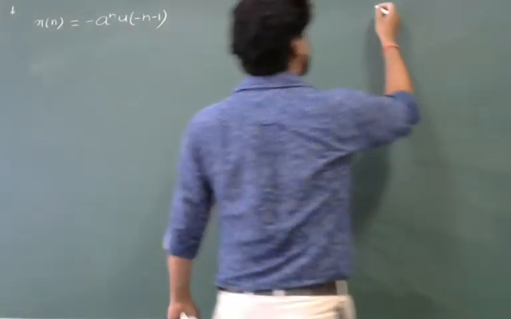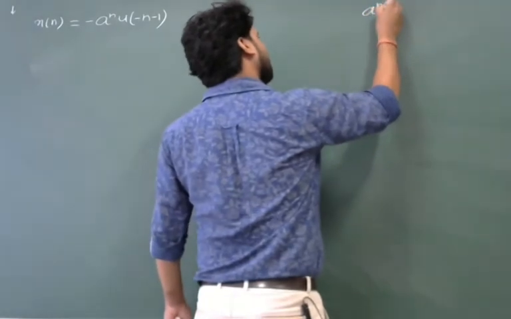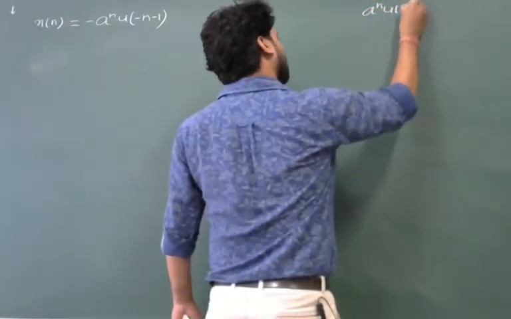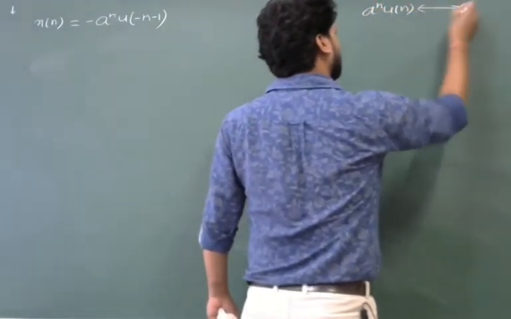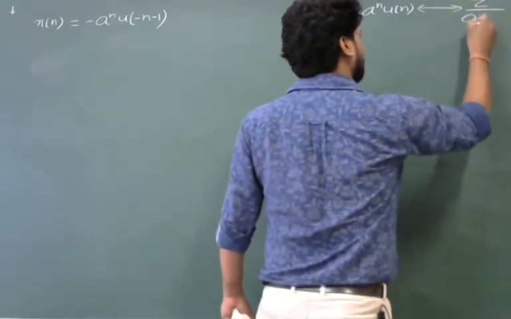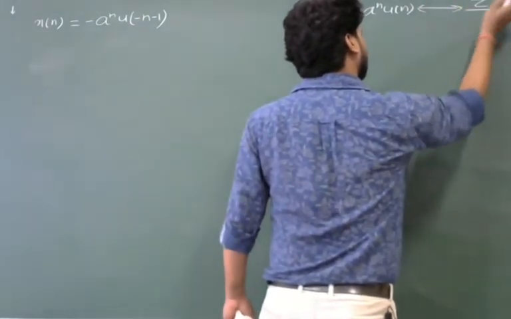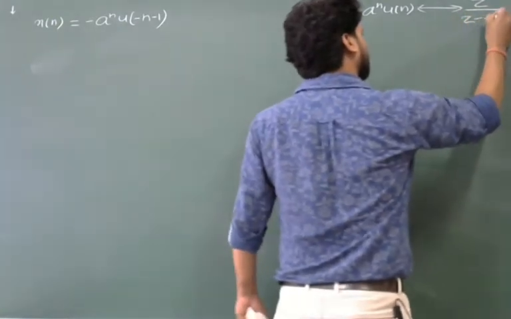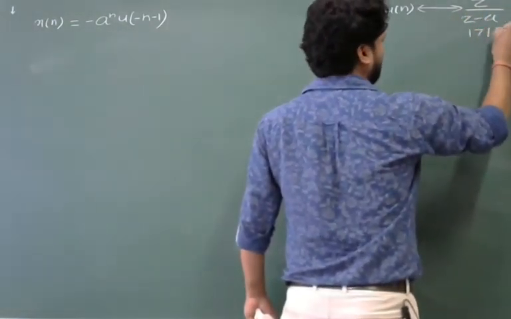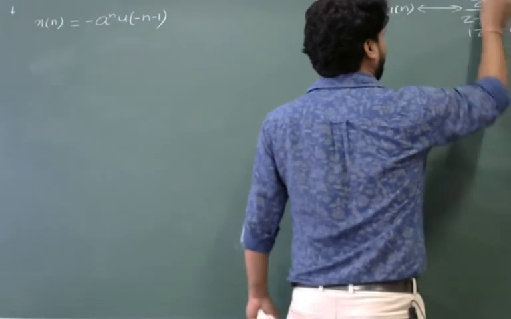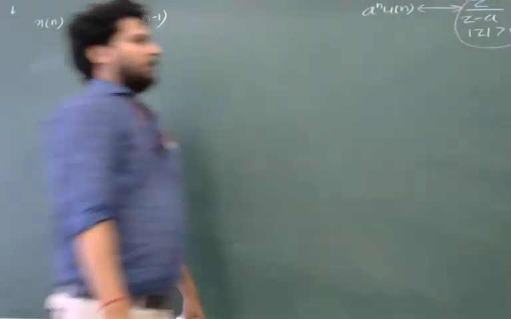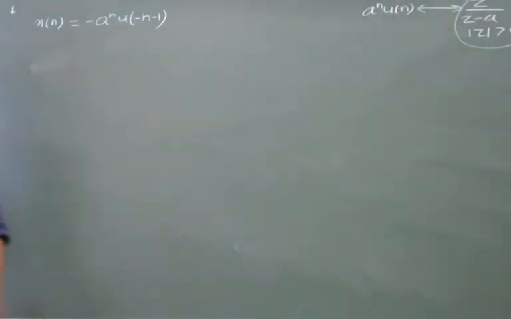In the previous example, we have seen that the z transform of a power n u of n is equal to z upon z minus a, where mod of z should be greater than a. Z transform of a power n u n is equal to z upon z minus a, where mod of z should be greater than a.